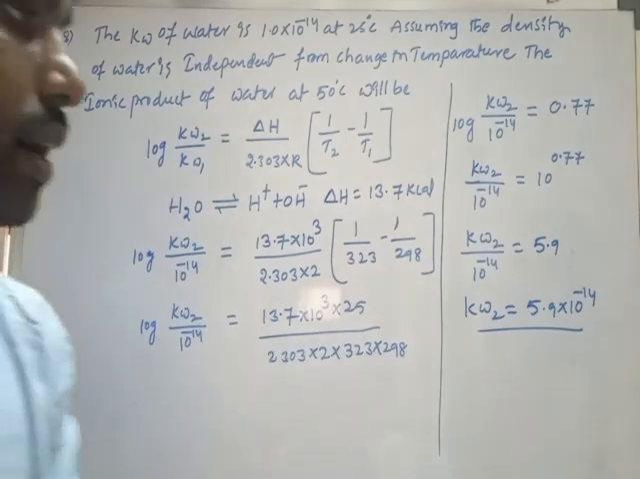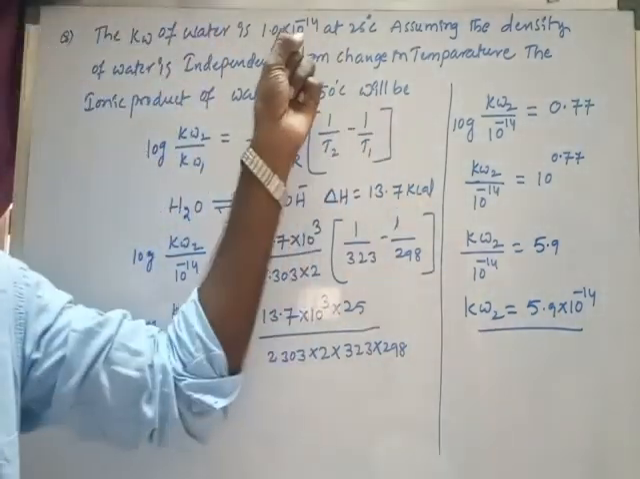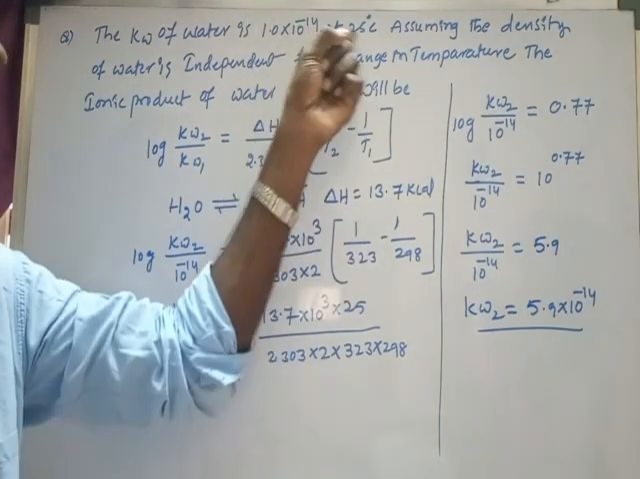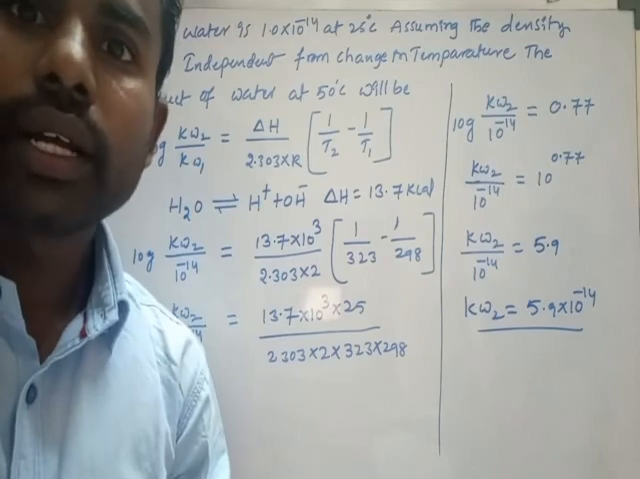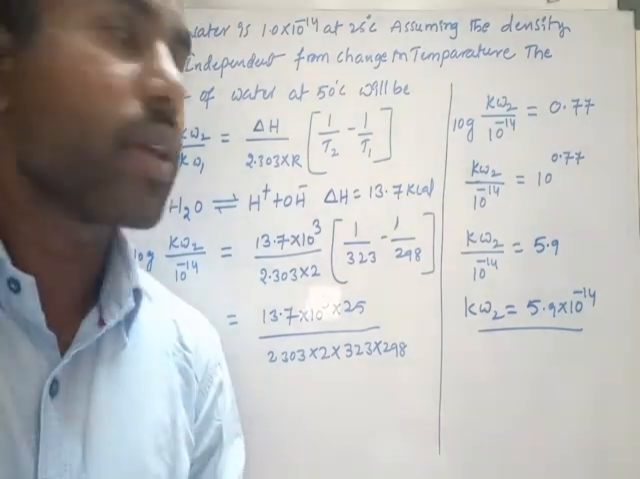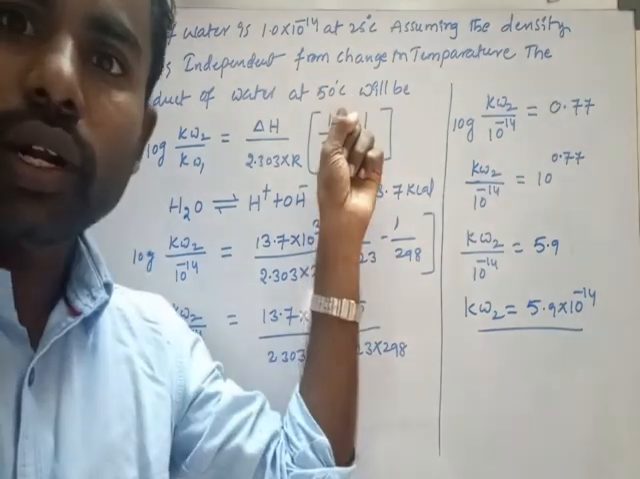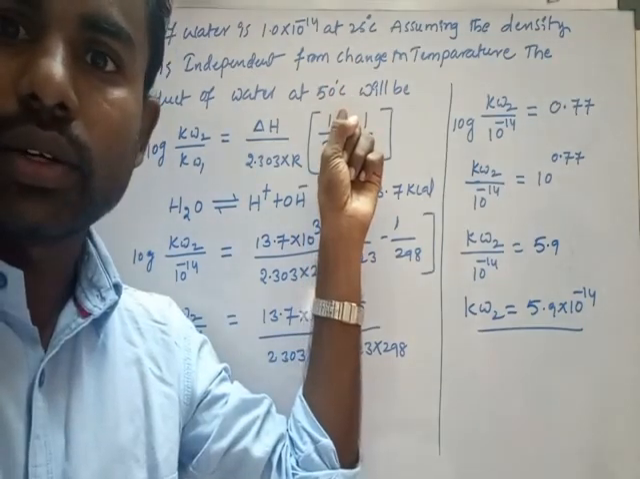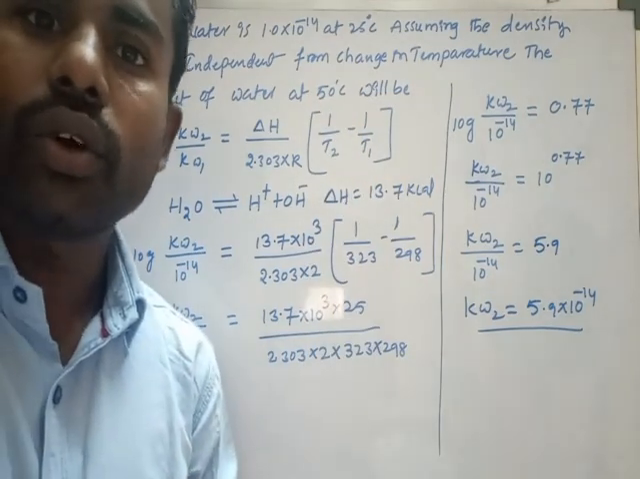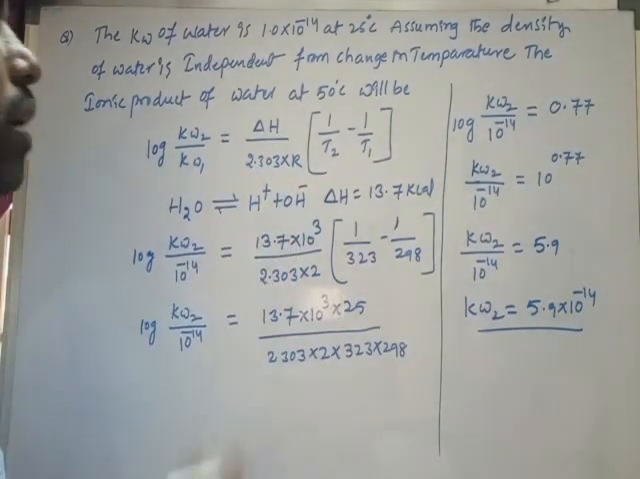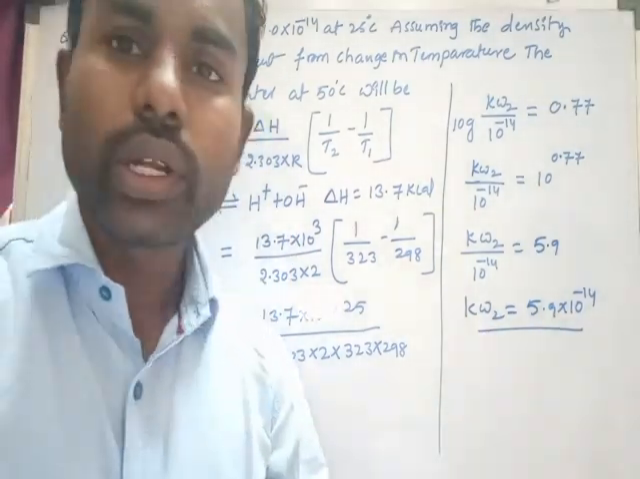So this is the ionic product of water at 50 degrees Celsius, and the ionic product of water at 25 degrees Celsius is 10 to the power of minus 14. They have given the ionic product of water at 25 degrees Celsius and they are asking the ionic product of water at 50 degrees Celsius. If they ask this, the density is constant, so with the help of this formula we can calculate. So finally Kw equals 5.9 into 10 to the power of minus 14.